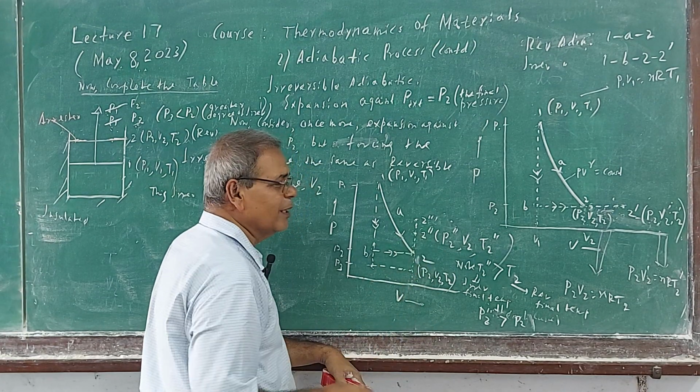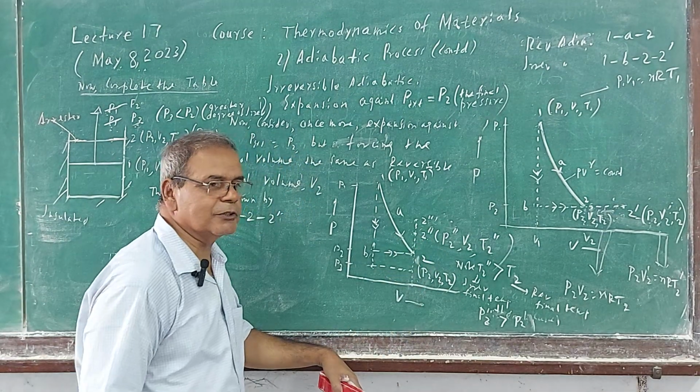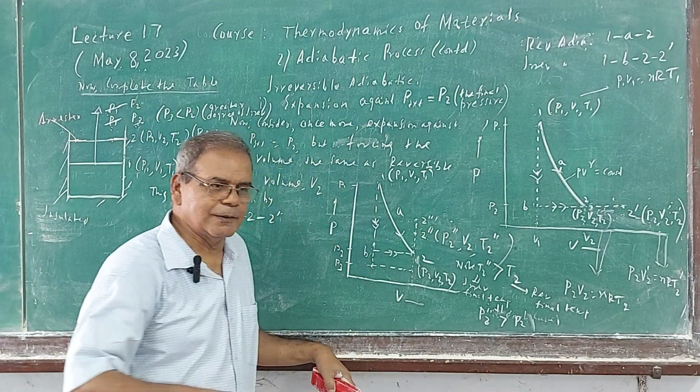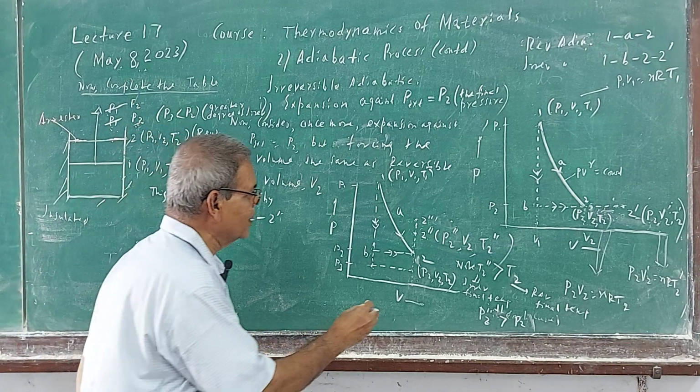Okay, 2 double prime, so this is 2 triple prime. It's further up. Very interesting, you go through this. So what is this state?